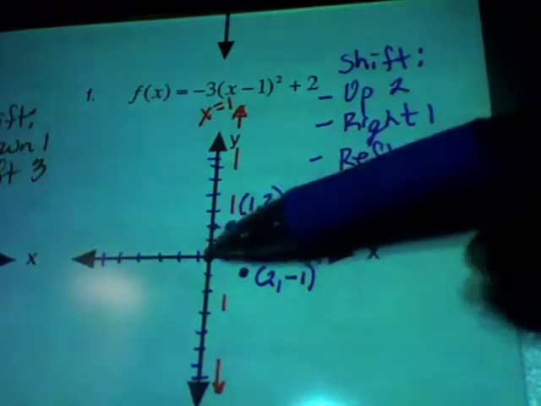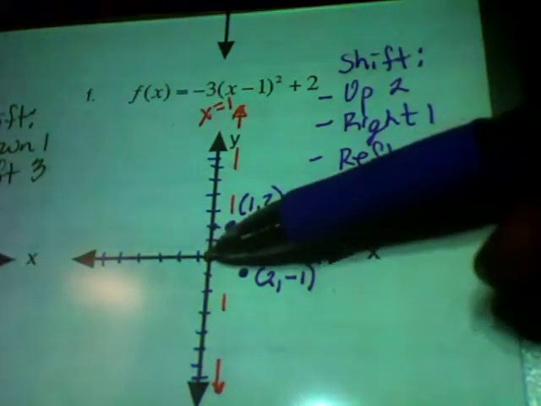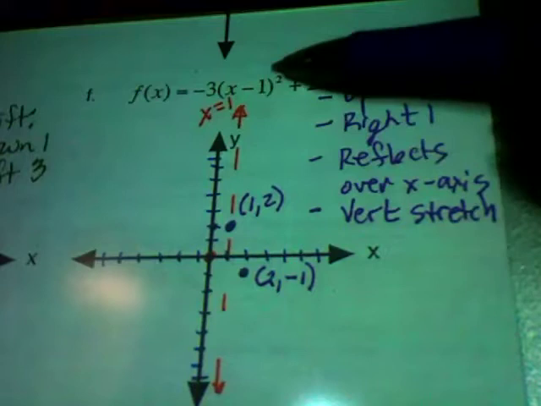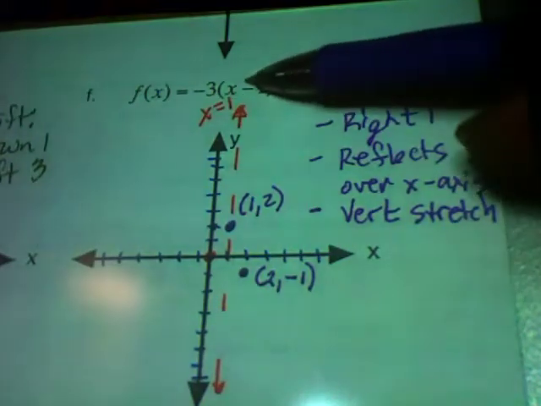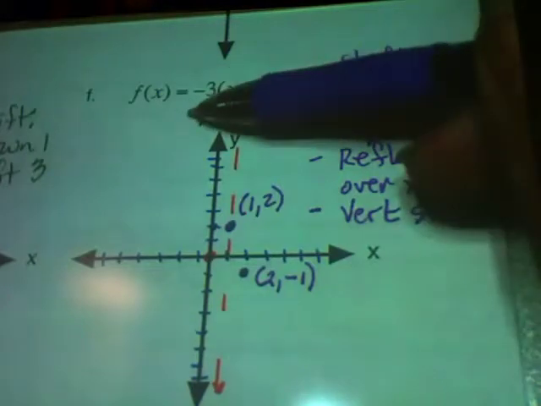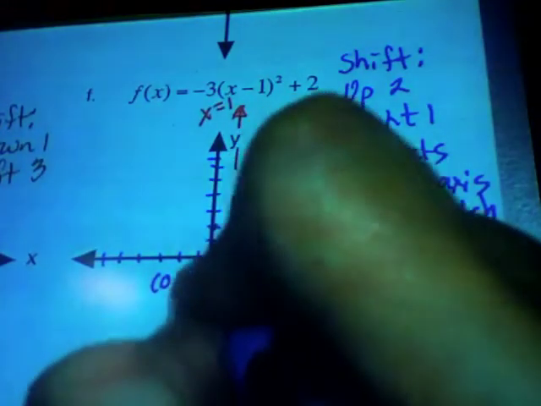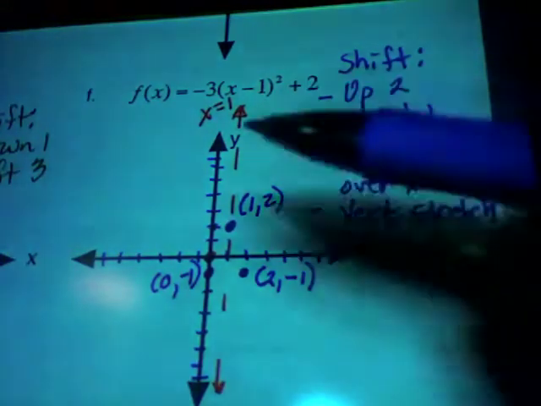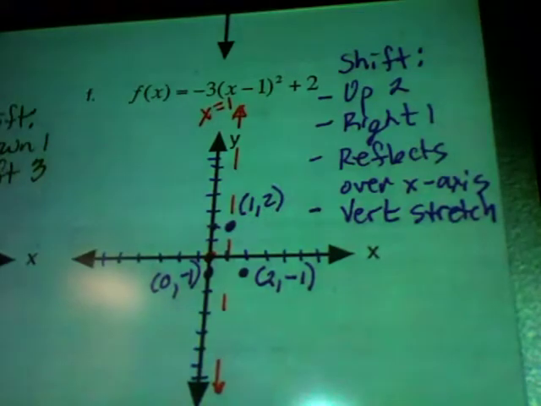And then let's plug in a number to the left. To the left, same distance would be 0. So it's 0 minus 1, negative 1 squared, 1 times negative 3. Negative 3 plus 2 is still negative 1. So we're right here. Isn't that our y-intercept? 0, negative 1.